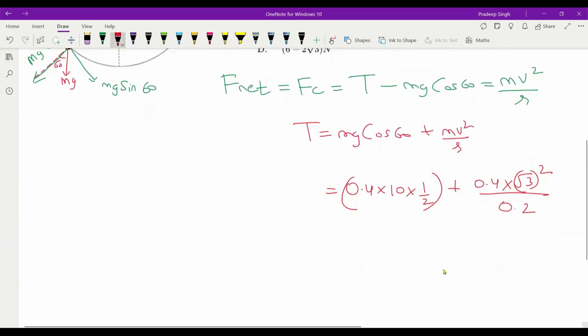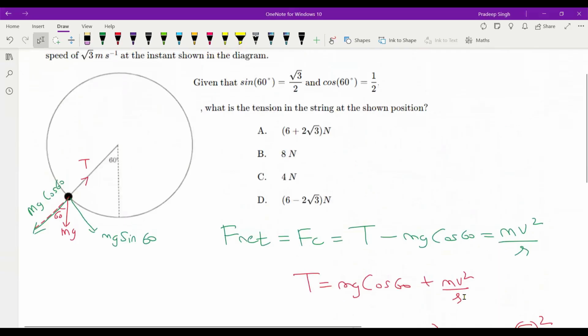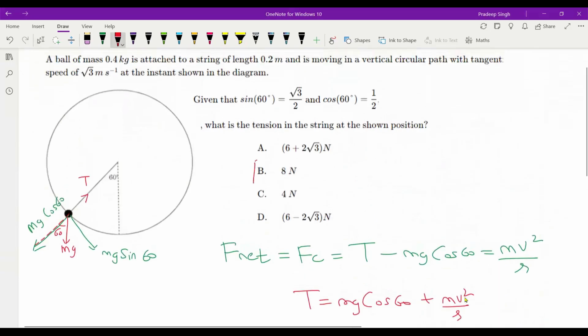Now let's simplify this. So in the first expression, we will get a 2, and in the second expression, we get a 6, which simplifies to 8. And let's have a look at the options. In option B, we can see 8 newtons is there, and that's how we find the tension in the string.